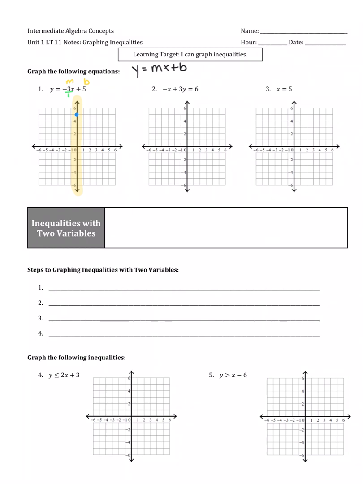Because it's a negative 3, that means from the dot that I started with, I'm going to go down 3. So I'm going to go 1, 2, 3, and then to the right 1, because right is positive. So I'm going to go right 1. So down 3, 1, 2, 3, and to the right 1. And then I'm going to do a dot.